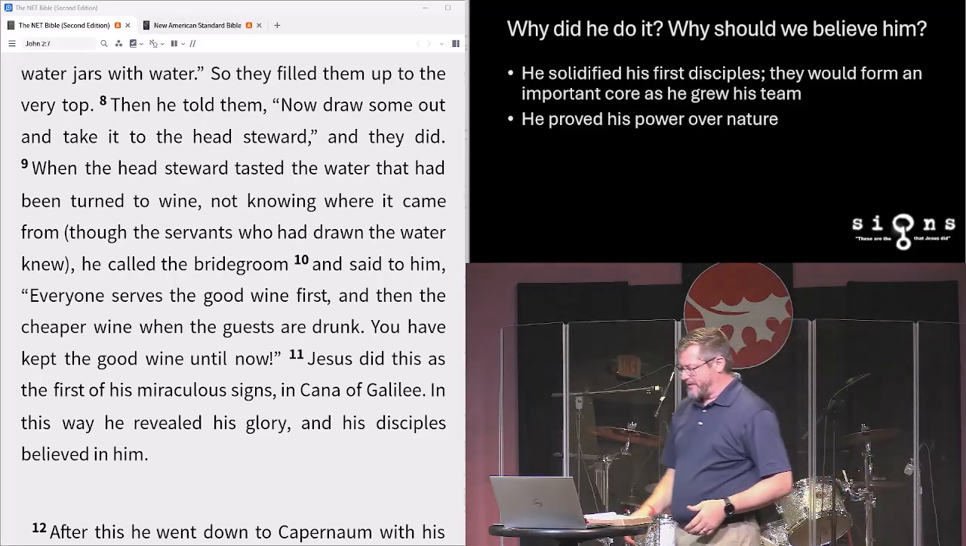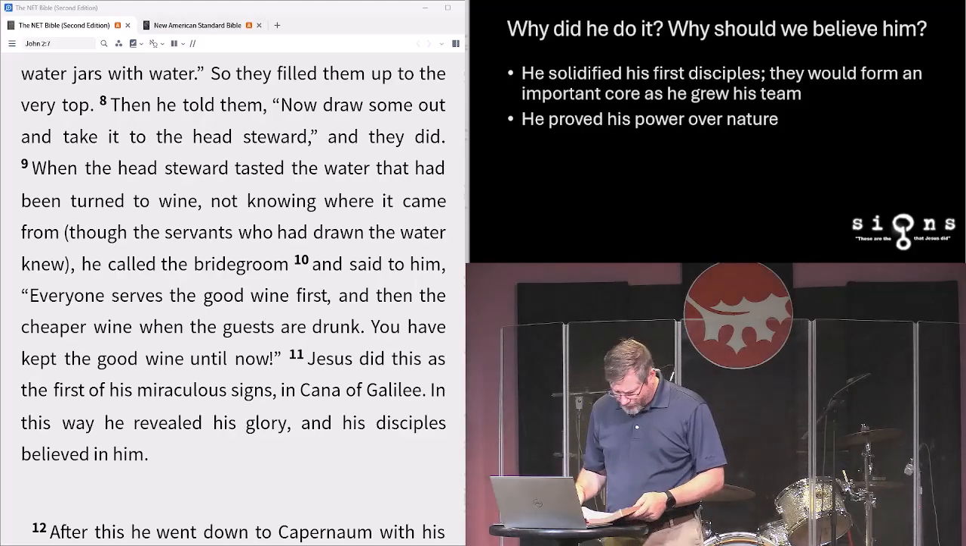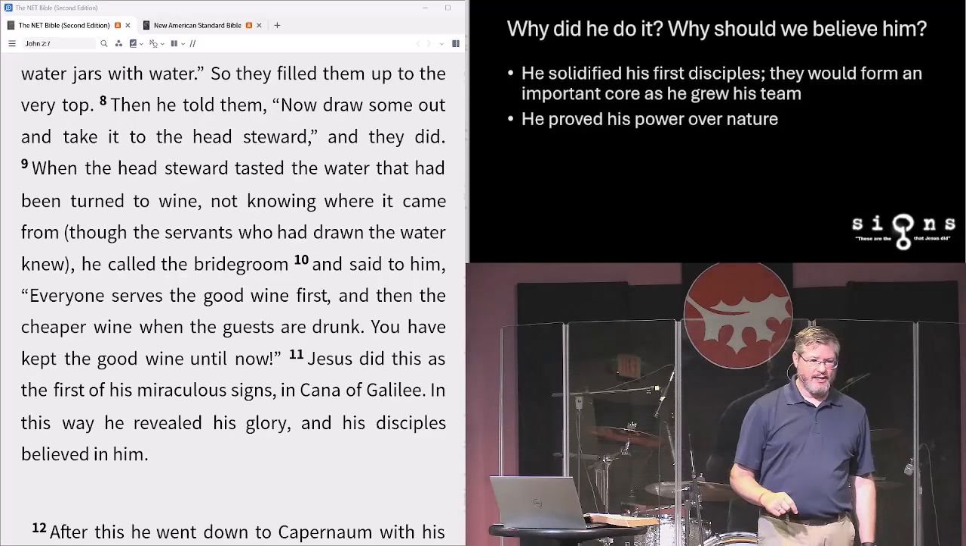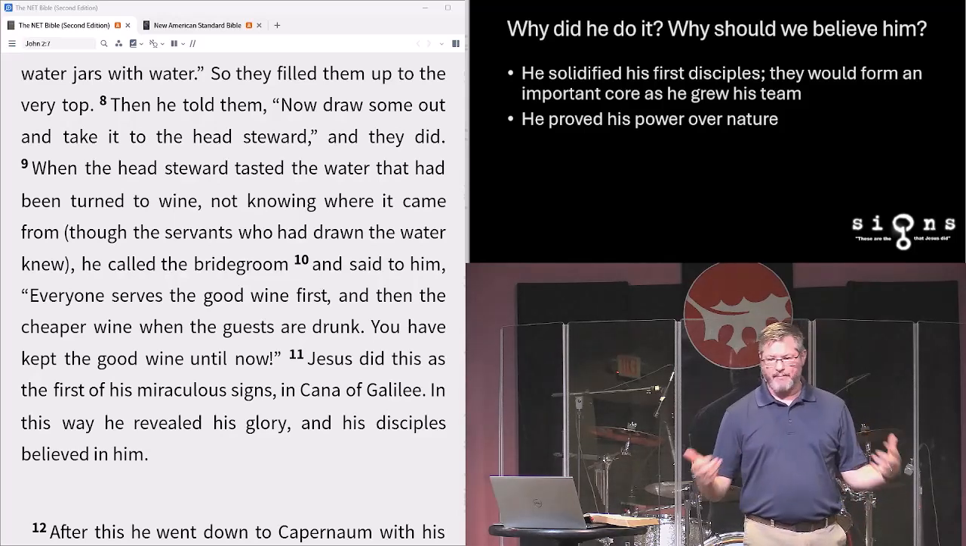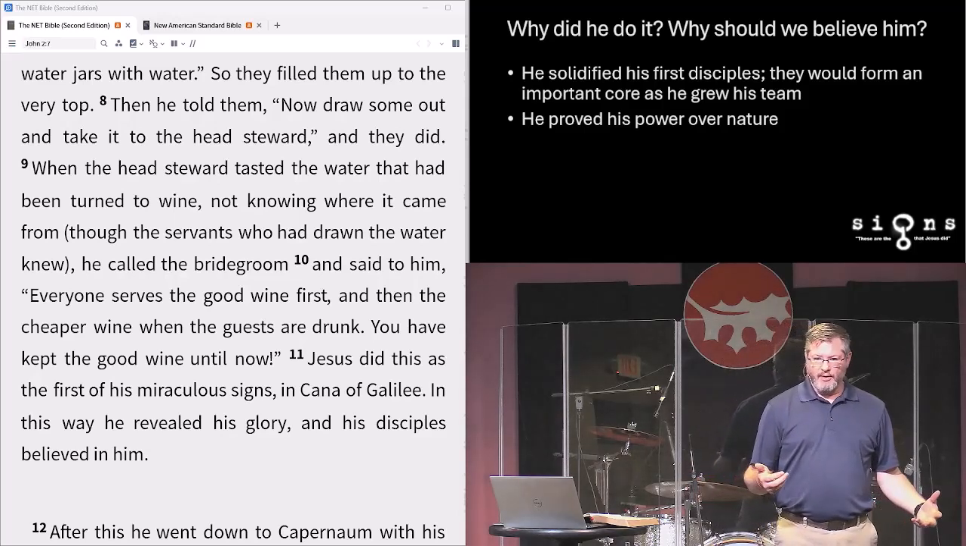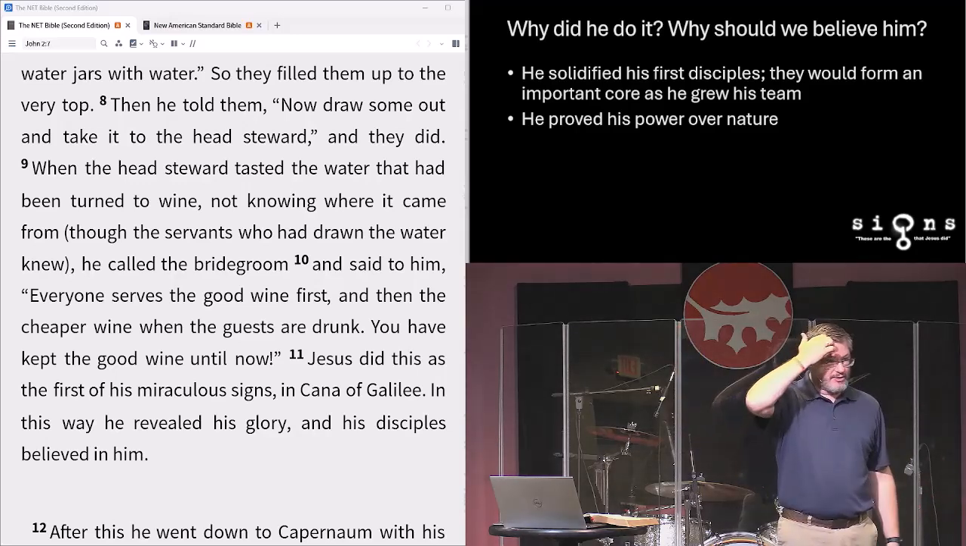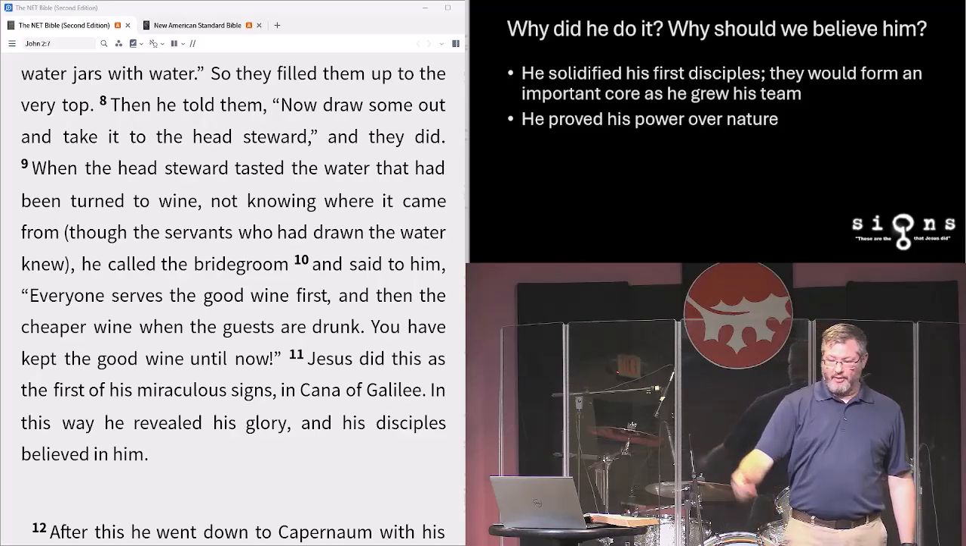He was showing his power over nature. And as we already noted, he just spoke. He didn't stir it. He didn't touch it. He didn't have to put anything in it. This was not a magic trick. He didn't even say, let there be wine, right? Genesis chapter 1. He just said, fill the pots with water.